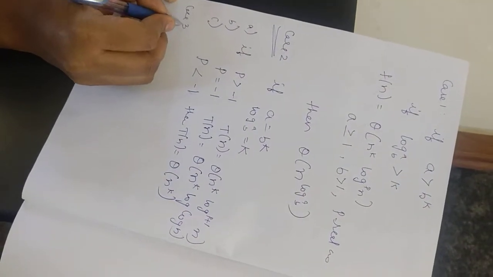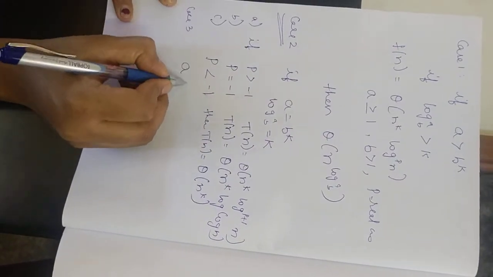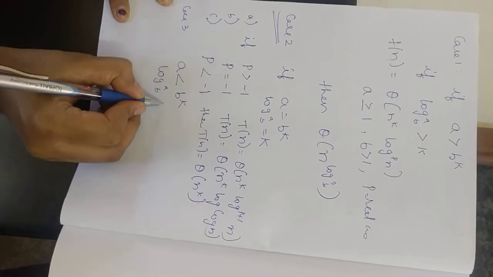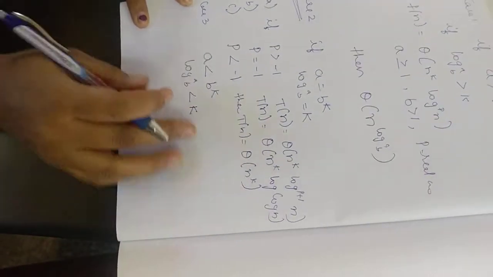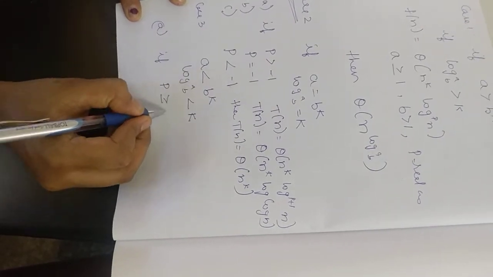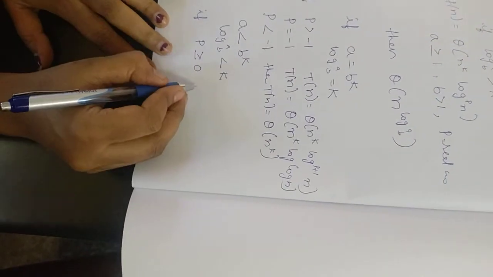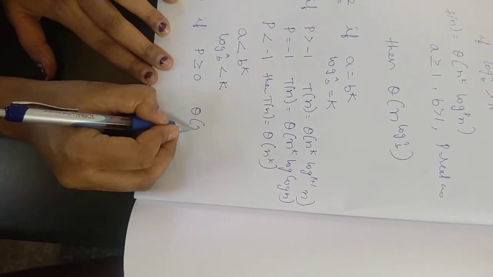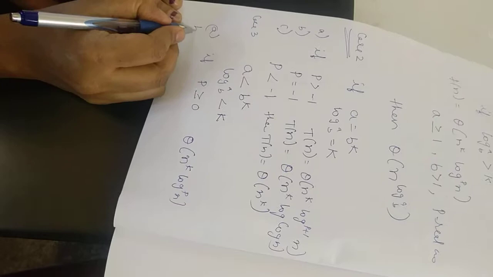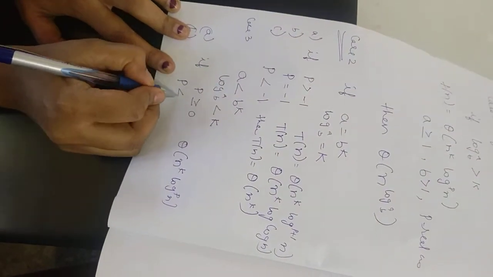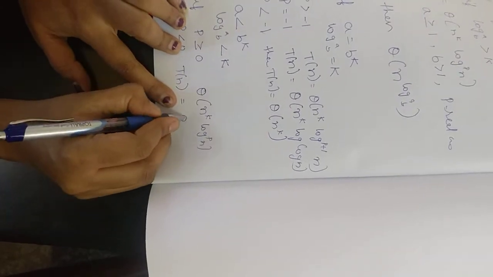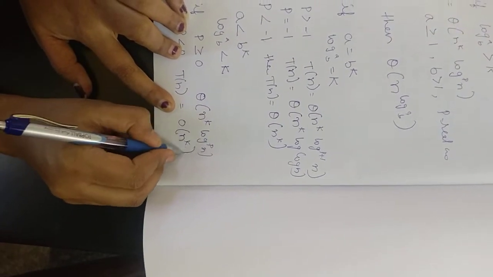Case 3: if a is less than b to the power of k and log a base b is less than k, then you have two conditions. One is if p is greater than or equal to 0, the time complexity T of n will be theta of n to the power of k log p n. The second condition is if p is less than 0, the time complexity is given by big O of n to the power of k.